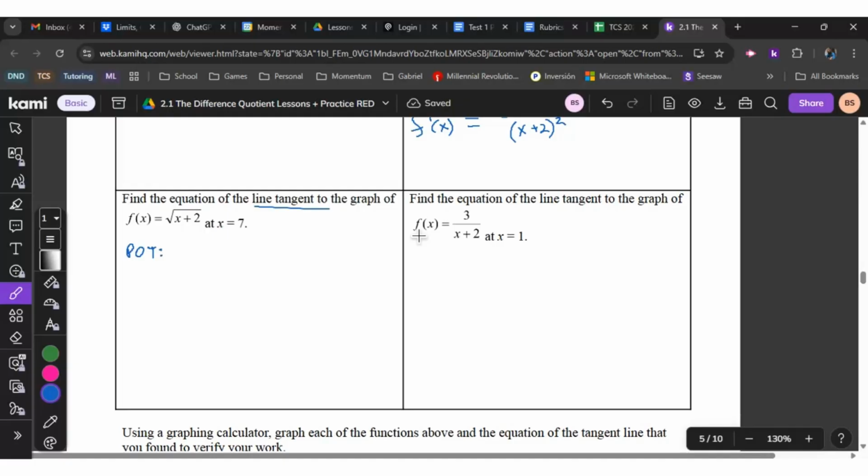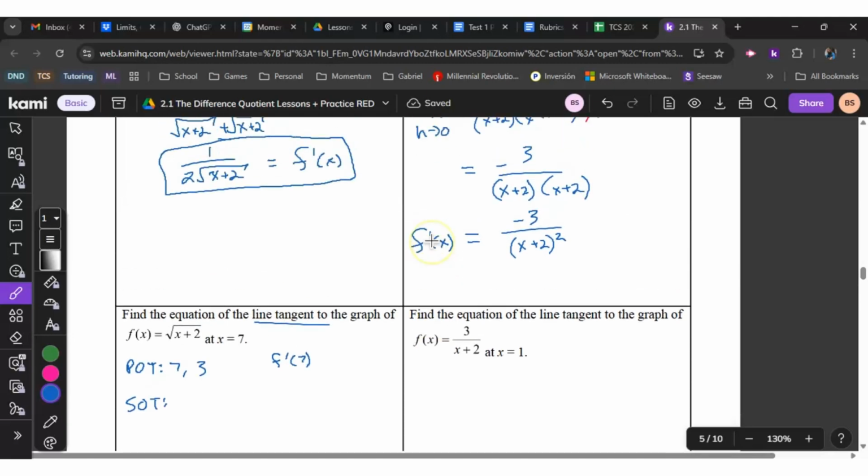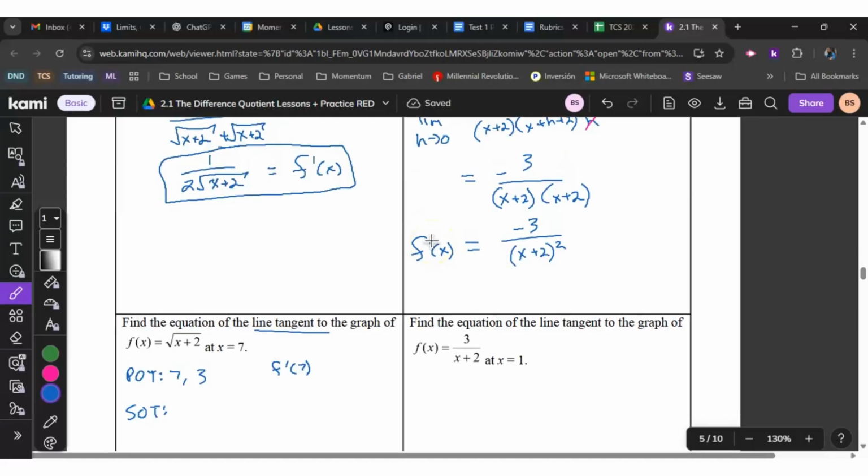So the first thing I need when you see tangent line is your point. So that's going to be 7, and then I'm going to plug it into f of x. What is the square root of 7 plus 2, or the square root of 9? 3. Then I need to find my slope. Now my slope is f prime of 7. And if we look up, we can see what our f prime was. It's right here. So it's 1 over 2 times the square root of 9, because 7 plus 2, right?